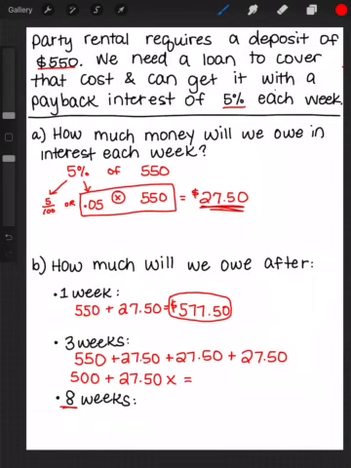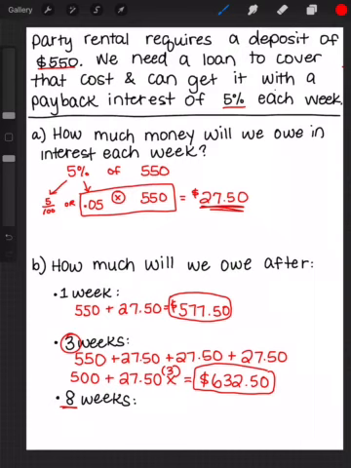Now in this one, our weeks is 3. So we would have 550 plus 27.5 times 3 equals, and of course I'm going to do my multiplication first. So I'm going to do 27.50 times 3 plus 550. And I owe now $632.50.